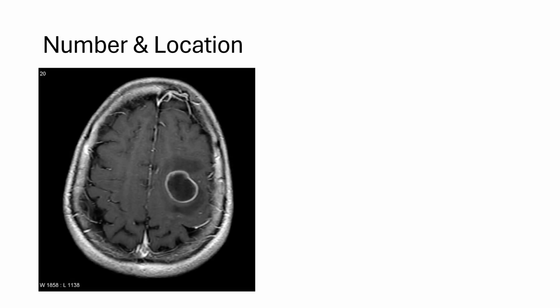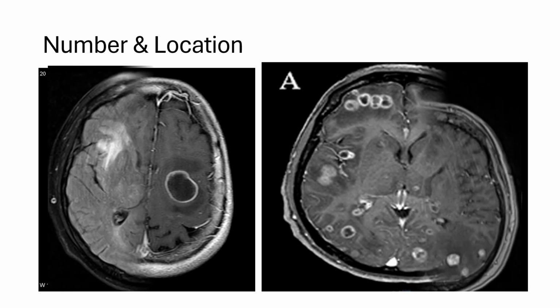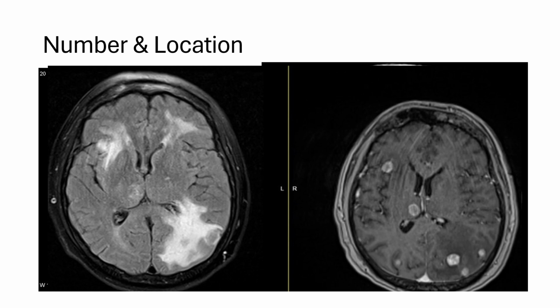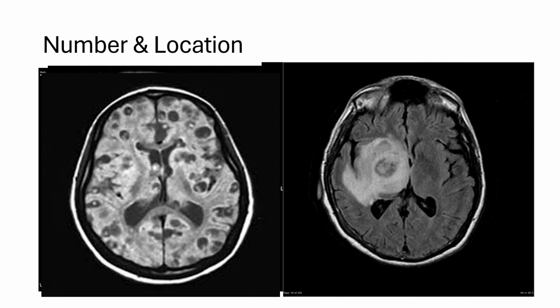Look for the number and location. Are they single or multiple? If they are multiple, then look for the edema. Is it disproportionate edema or mild edema? If there is disproportionate edema, then think of metastasis. If there are multiple lesions, small in size, with an eccentrically placed scolex, then think of NCC. And if the lesion is in the basal ganglia and the patient is immunocompromised, then think of toxoplasmosis.